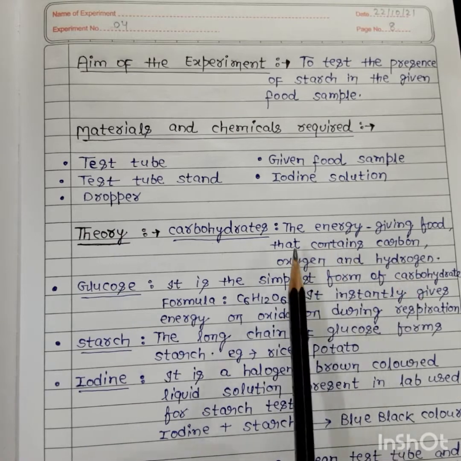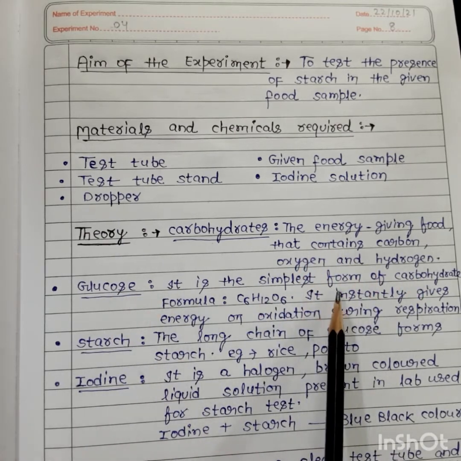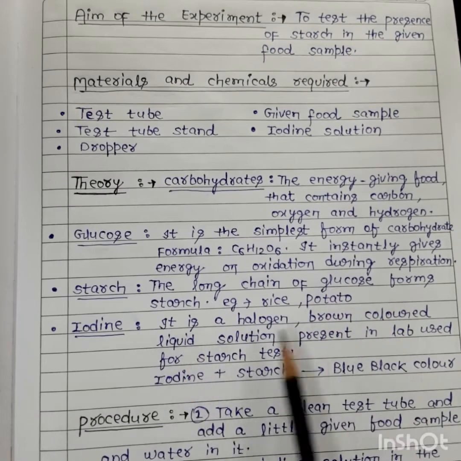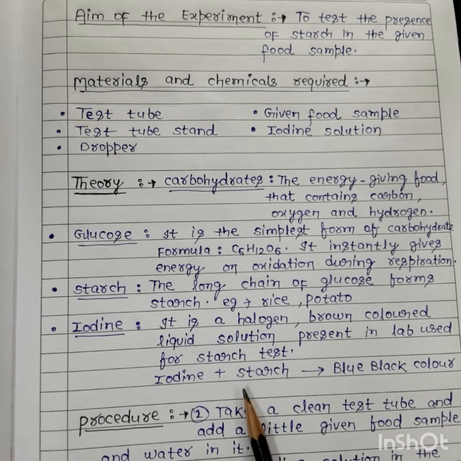Carbohydrates are energy giving foods that contain carbon, hydrogen, and oxygen. Glucose is the simplest form of carbohydrate, C6H12O6. It instantly gives energy on oxidation during respiration. Starch is a long chain of glucose, found in foods like rice and potato. Iodine is a halogen, a brown colored liquid solution present in the lab, used for the starch test. When we mix iodine with starch, it will give a blue-black color.